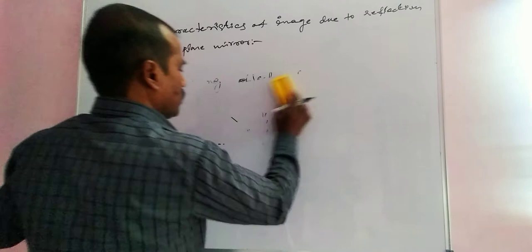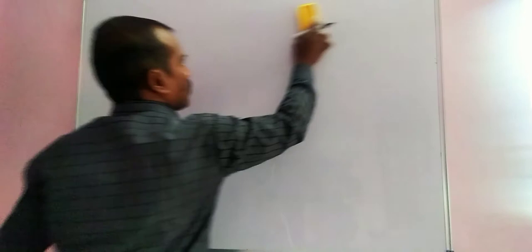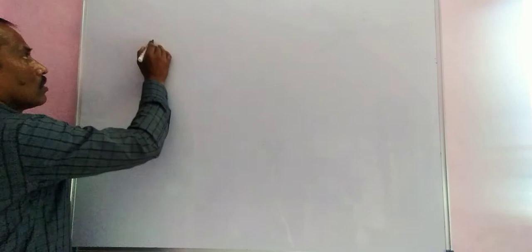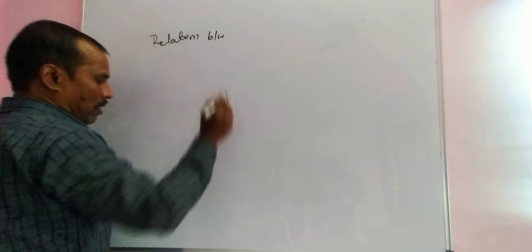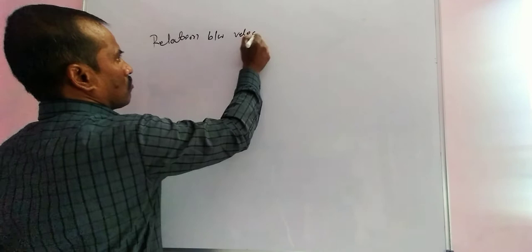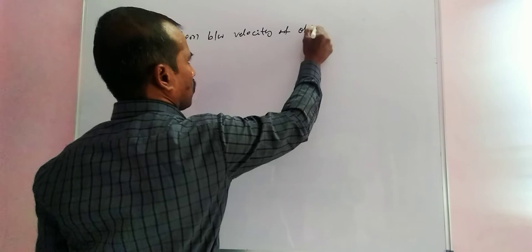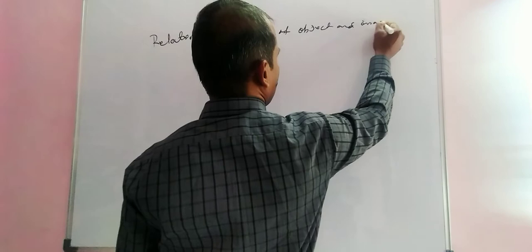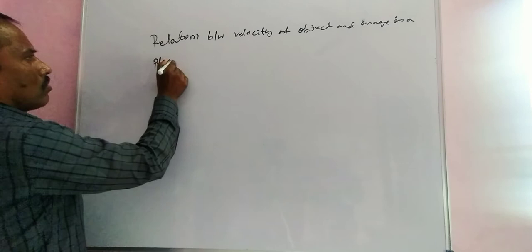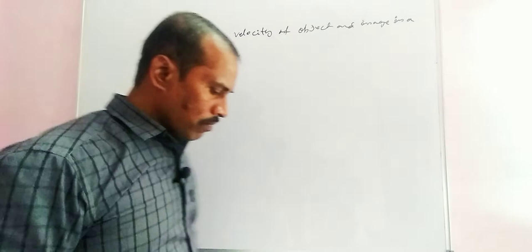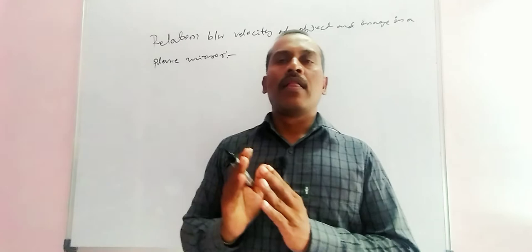Okay, first of all, the relative velocity and the relation between the velocity of object and image in a plane mirror. In a plane mirror, the object is placed in front of the mirror.